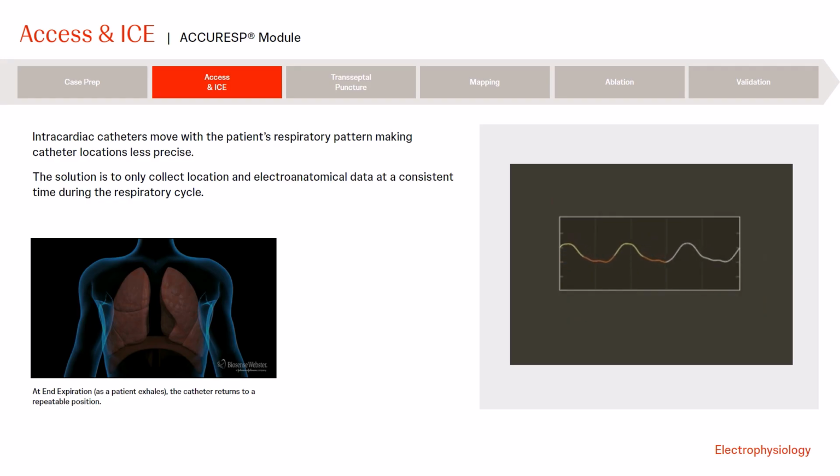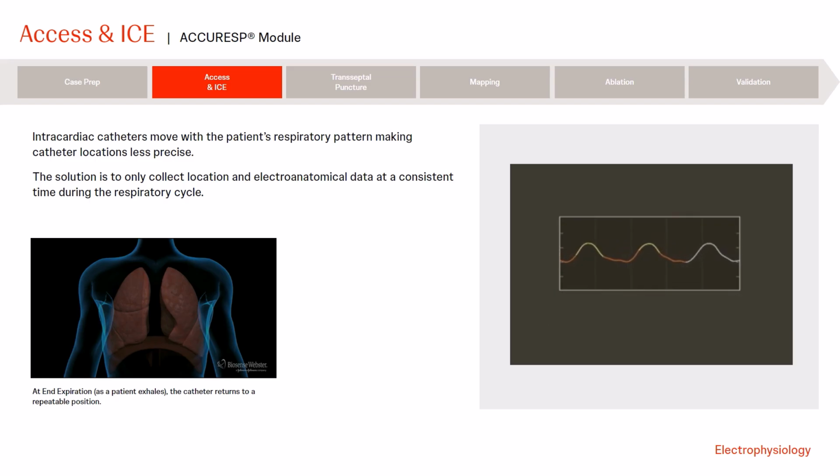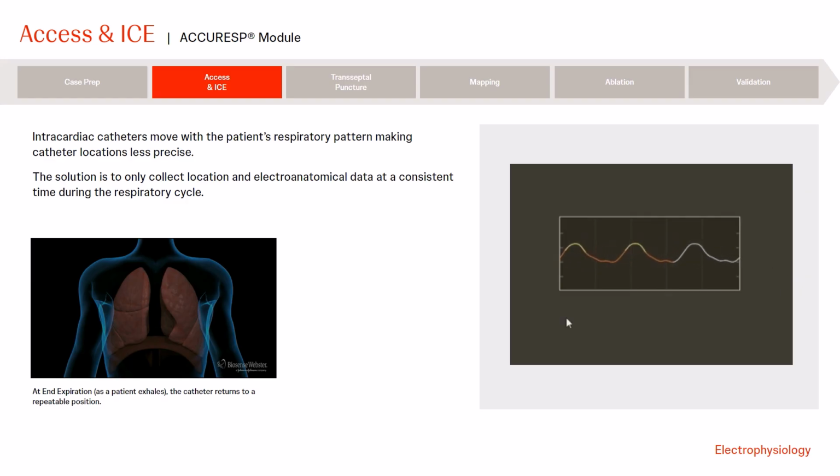Once sheaths are placed and the catheters have been advanced into the heart, the physician may use the AccuResp module to track the patient's breathing cycle. When a patient breathes, the heart normally moves about 5 millimeters in the atria and 15 millimeters in the ventricles. But deep breaths may cause up to 30 millimeters of variation in motion. This variation may impact accuracy of the mapping data.